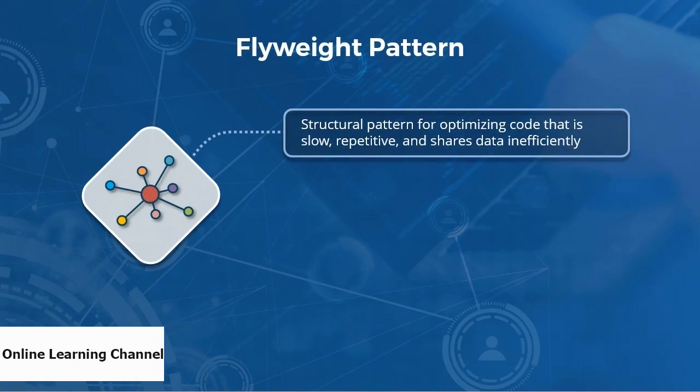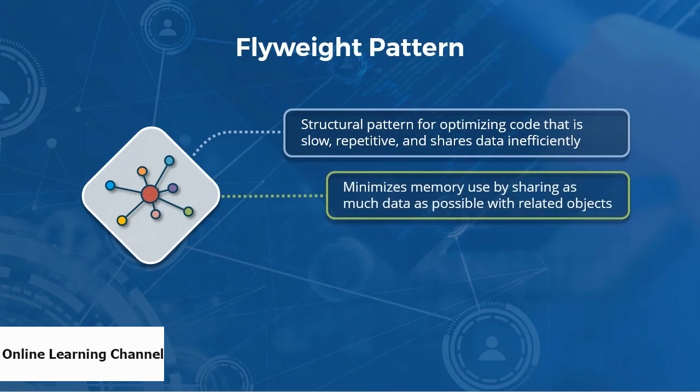The flyweight pattern is a structural design pattern that is used for optimizing code that is slow, repetitive, and shares data inefficiently. These days, where we have powerful machines with a large amount of memory, it's common for developers to not pay attention to the amount of memory that their program uses. However, small chunks of memory inefficiently used and not shared can add up. The flyweight pattern serves to minimize memory use by sharing as much data as possible with related objects.